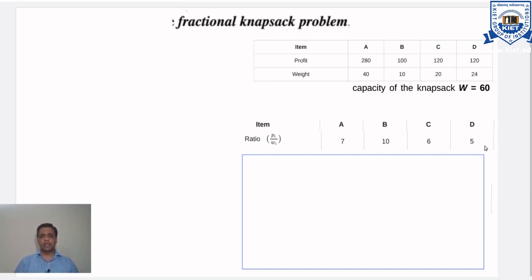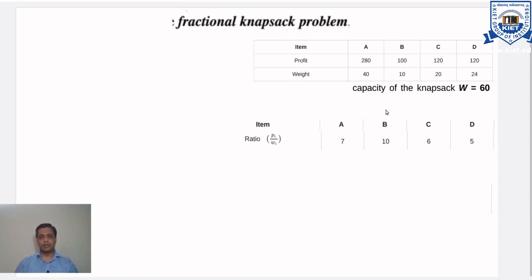So this is the unit price. Now which one is the most costly? Obviously B is the most costly item. Next costly item is A. Third costly item is this one, and fourth costly item is this one.